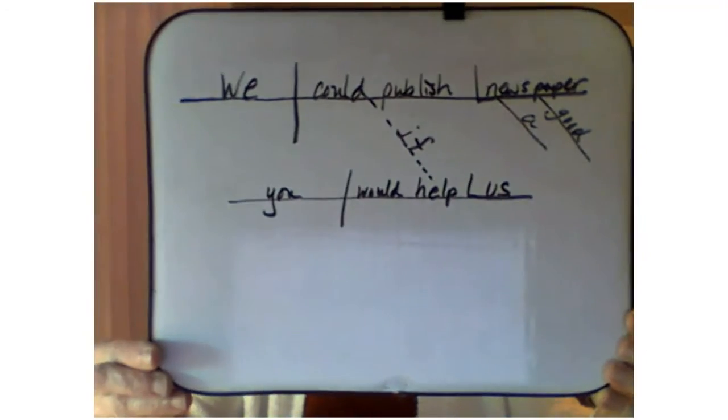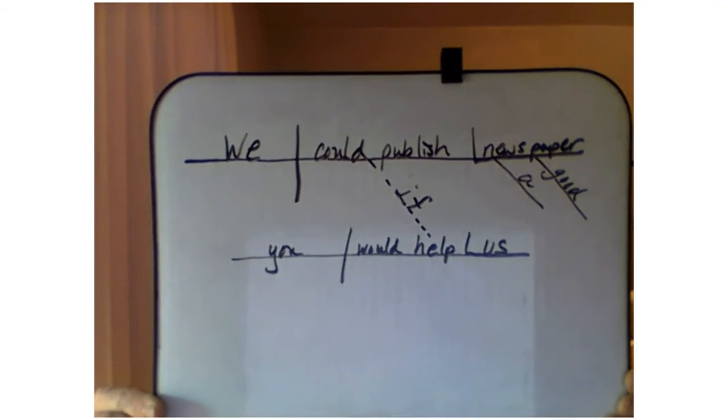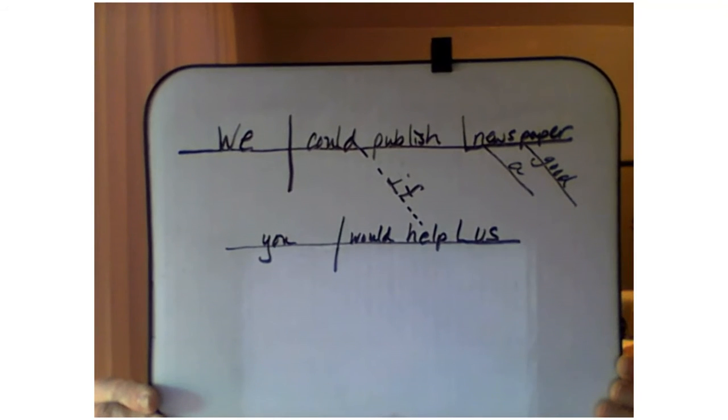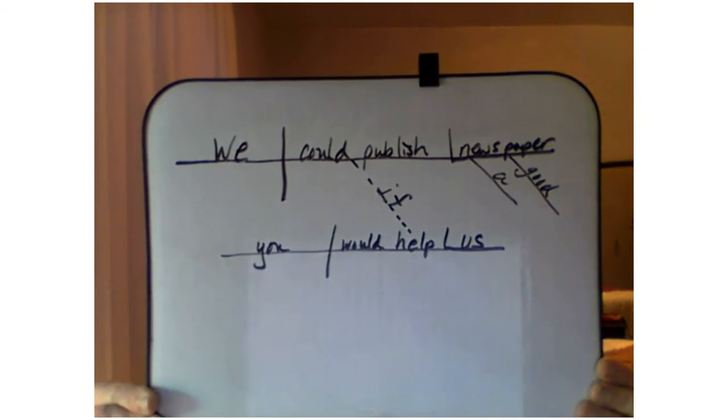So let me show you. This is what yours should look like. If you've done it on your paper already, this is what it should look like, okay? The dotted line going between the verbs with a subordinating conjunction written on the dotted line. Okay, let's go ahead and try number two.